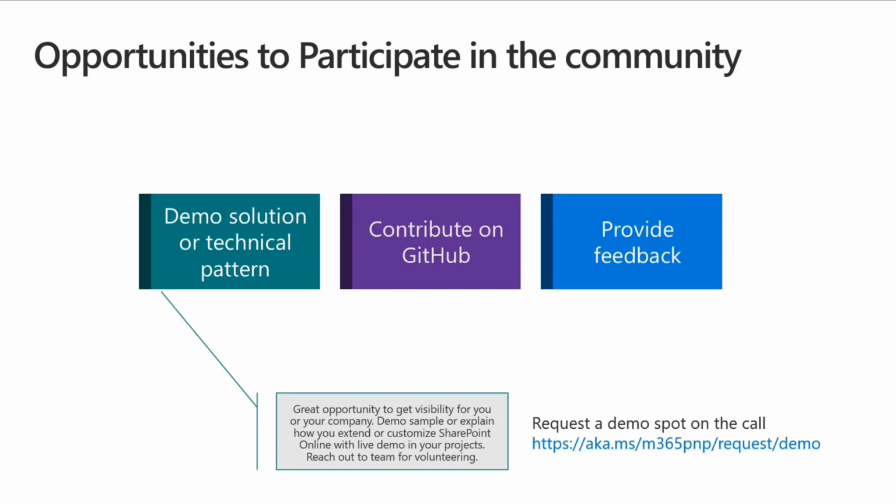You can also contribute in GitHub if you would like to provide one of those samples, and we'll talk about how more you could do that here in just a few moments. But we absolutely welcome it, and we'd like to hear any feedback. What's working? What's not working? What could be better? If you would like to request a demo spot, the link there on your screen, aka.ms/m365pnp/request/demo, is available for you. Fill out that form and we will absolutely get back to you on what is available times.